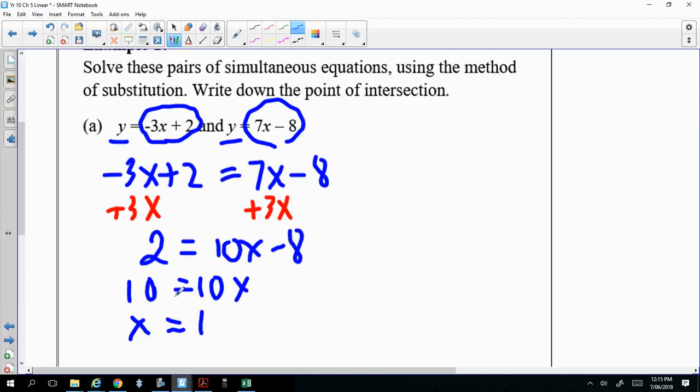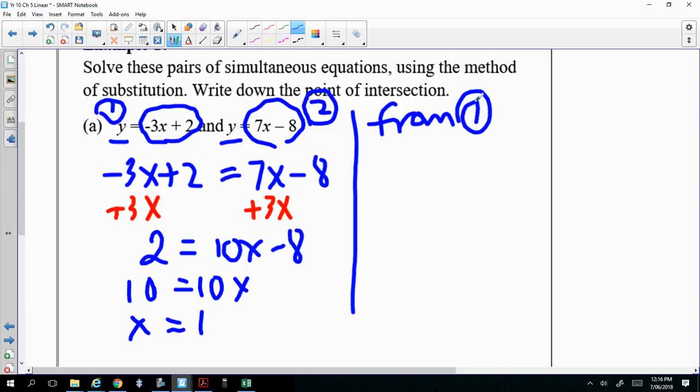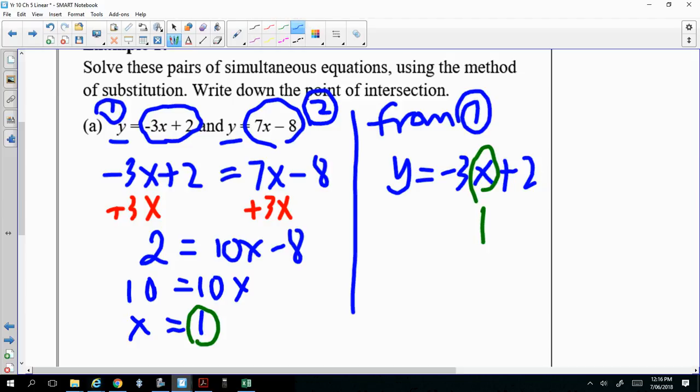After we find x, we're going to find y. To find y, we're going to sub it back into either equation 1 or equation 2. It doesn't matter which one. I'm going to substitute into equation 1, so you write from 1. You're going to do y equals negative 3x plus 2 and replace that x you just found by 1. So you get negative 3 times 1 plus 2. Negative 3 times 1 is negative 3. Negative 3 plus 2 is negative 1. So you get negative 1 as your answer.